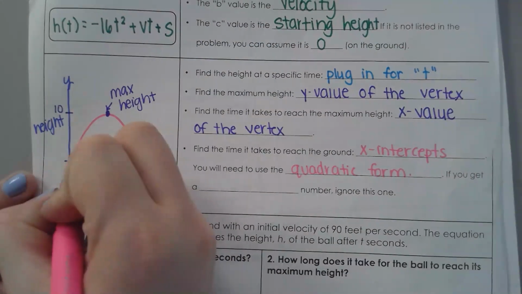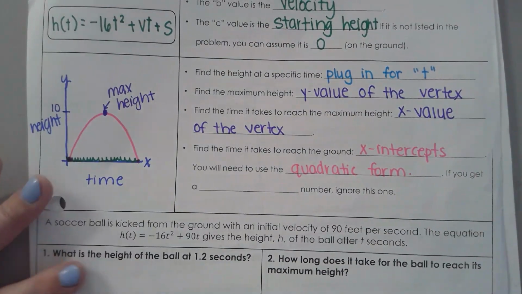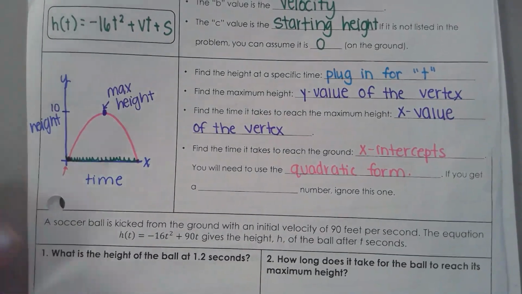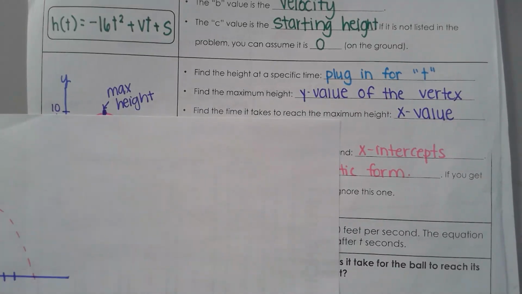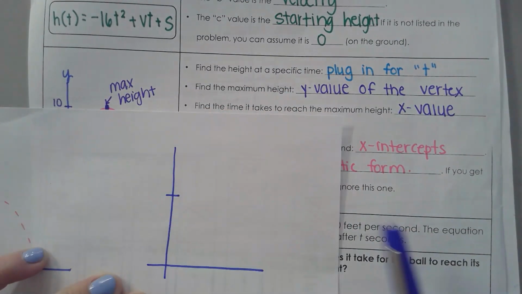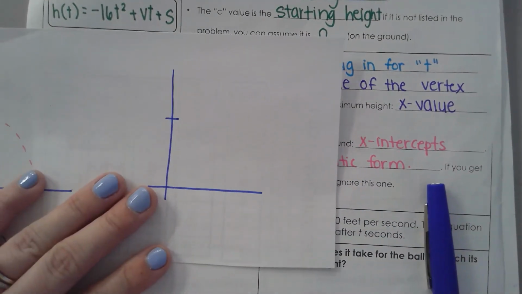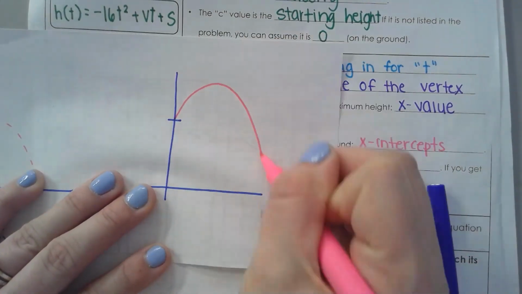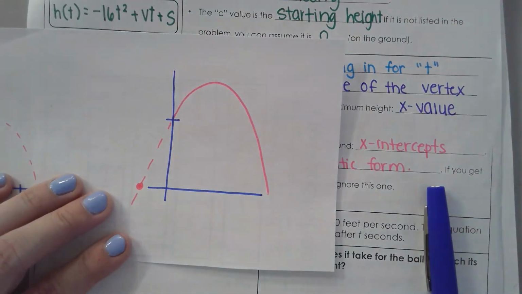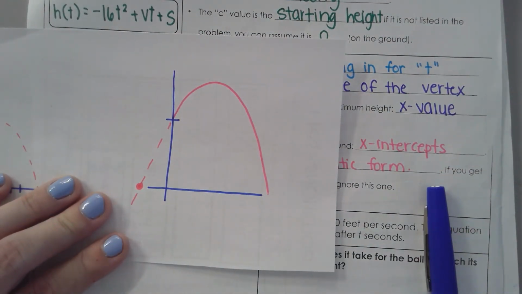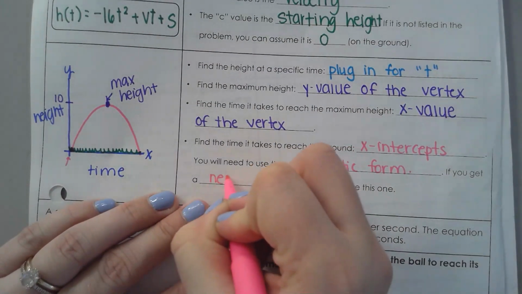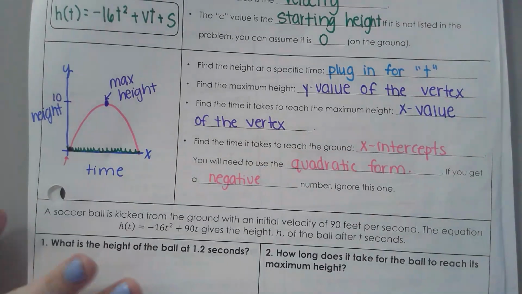Sometimes your first answer would be 0 because that's where it starts out at. Okay, we don't care about that one. If you get 0, doesn't matter. Sometimes your object is not going to start on the ground. You may be standing on the top of a cliff and throw something up in the air. If that's the case, your other x-intercept would be negative. We don't care about that one either. So if you get a negative number or 0, just ignore it.